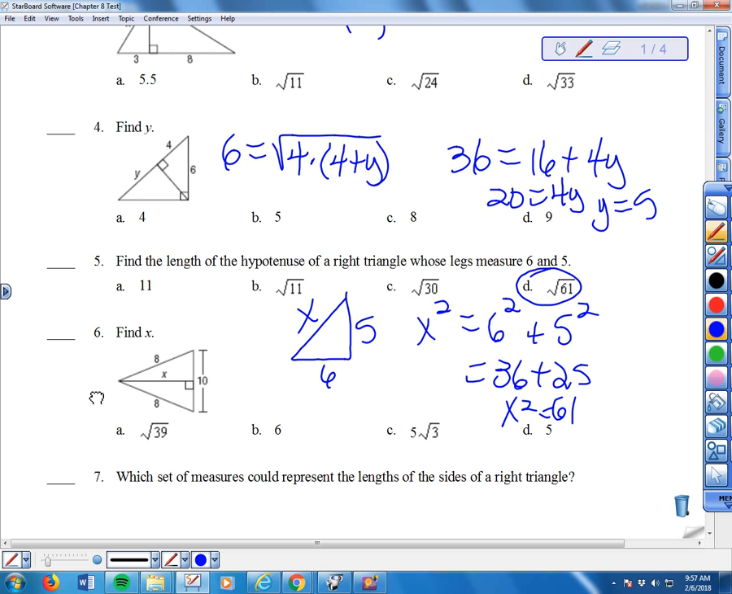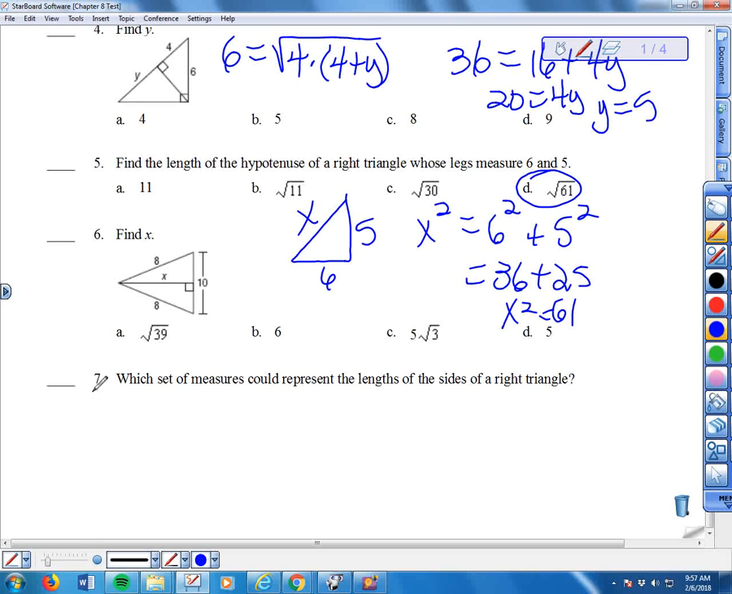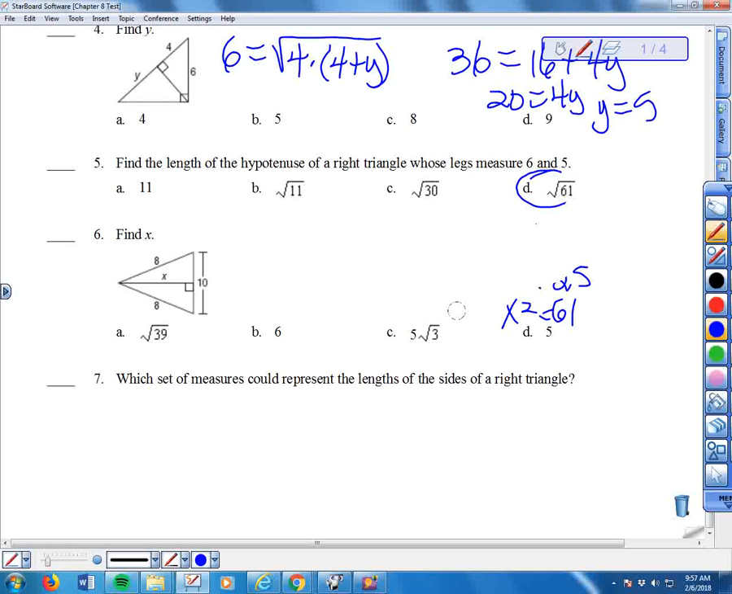Number 6, this is not an inscribed right triangle. This is just an isosceles triangle. And we know that in isosceles triangles, the altitude splits the base in half. So this piece is 5. So again, I know x squared plus 5 squared equals 64. Just Pythagorean theorem.